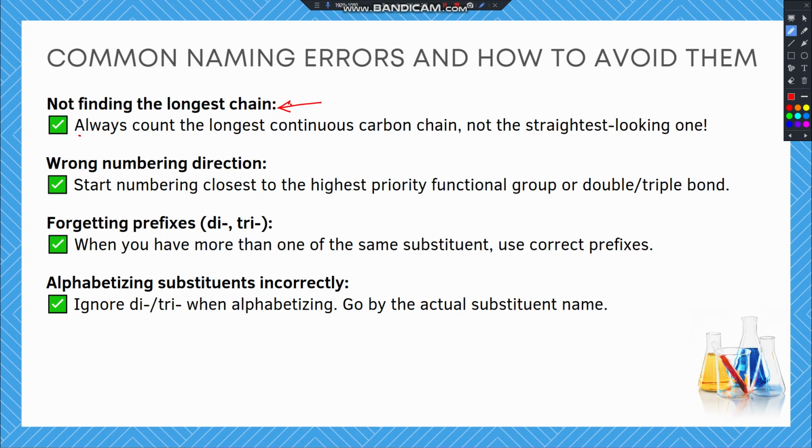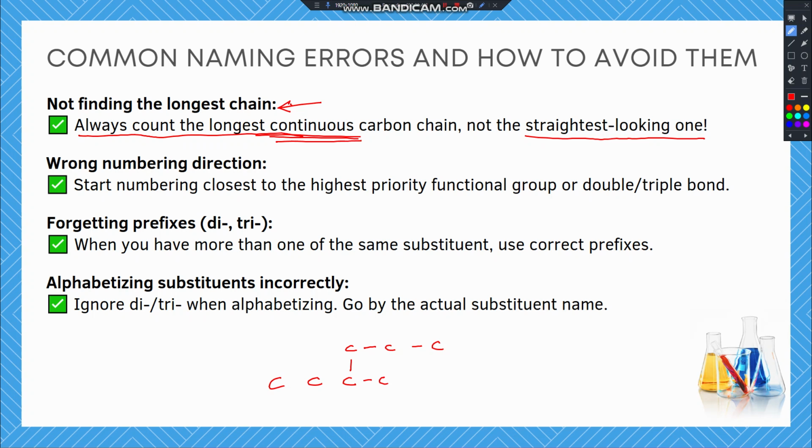So you need to always count the longest continuous carbon chain. What you are to look for is continuity, not straightness. So you are not necessarily looking for the straightest. For example, let's say you have 1, 2, 3, 4, 5, 6, and then over here you have another one. And then they ask you to find the longest continuous chain.